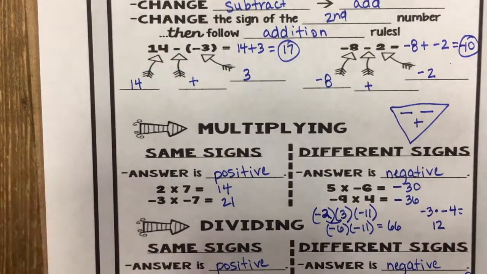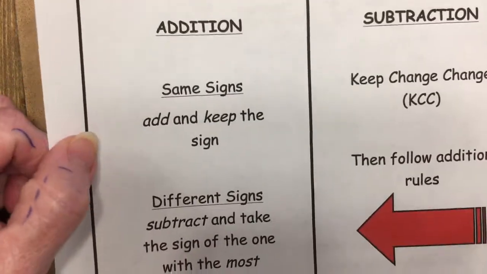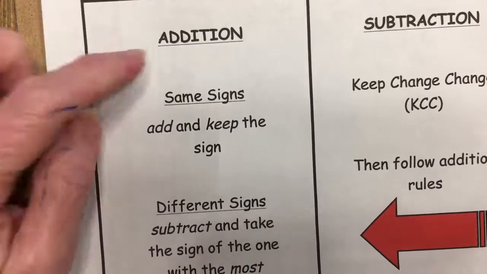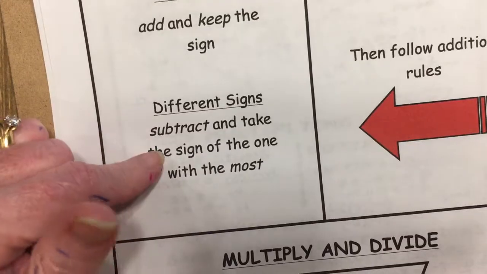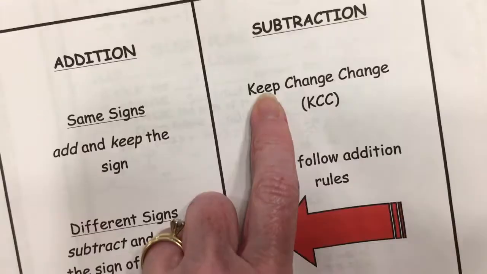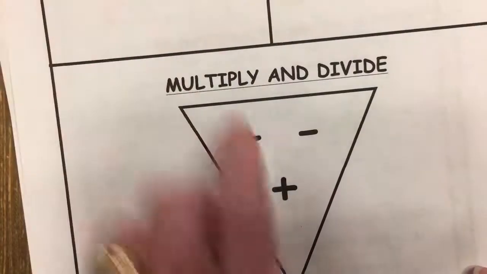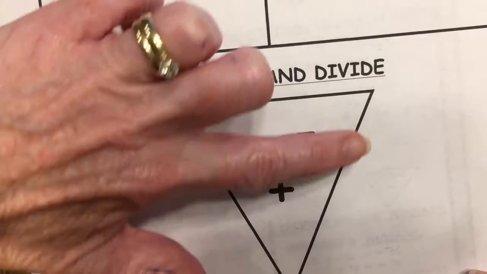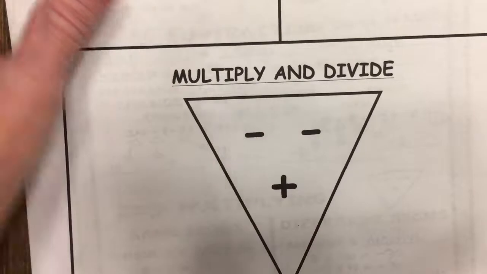Oh, also included in your notes, sorry, where did that go? You might have a copy of this page. This is just another cheat sheet that we have made for you that kind of sums up all the rules on one page. Adding, same signs is what we just talked about. You add and keep the sign, different signs, subtract, and keep what you have the most of. Keep the sign of the one you have the most of. Subtraction, if you will remember to keep, change, then you'll go back to your addition rules. Okay, and then multiply, divide, you have this sleeping man guy. Okay, so 2 negatives, your answer is positive. A negative, positive, your answer is negative. All right, so that's how you use that.